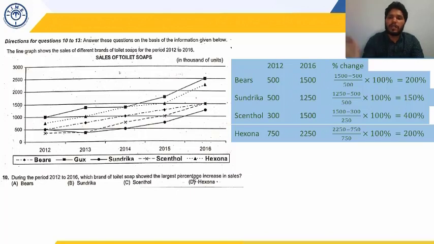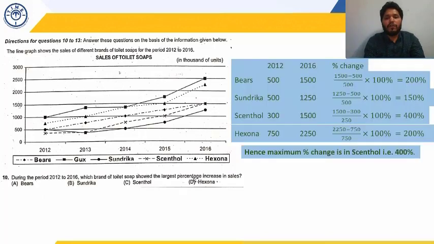So the answers are 200%, 150%, 400% and 200%. So the largest percentage change is for which soap? It is for Synthol, which is 400%. So we can say our answer is going to be 400%, which is Synthol.